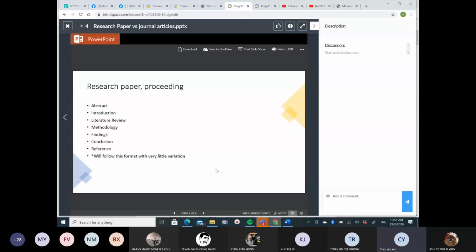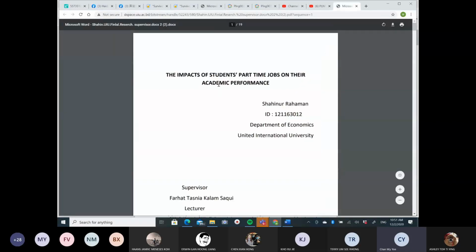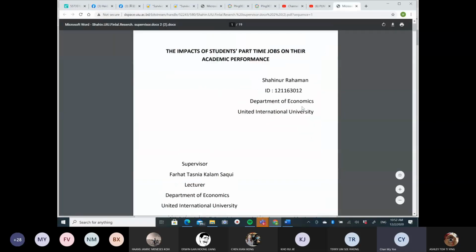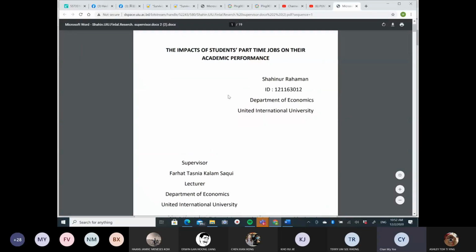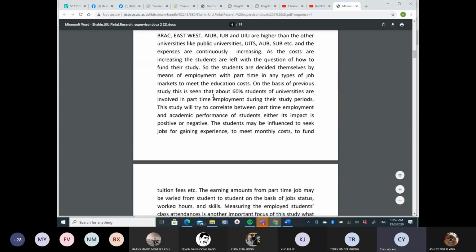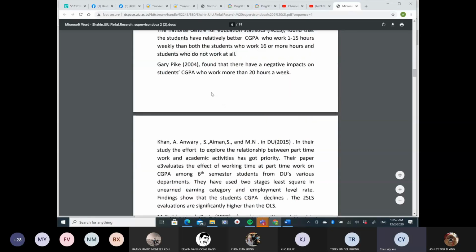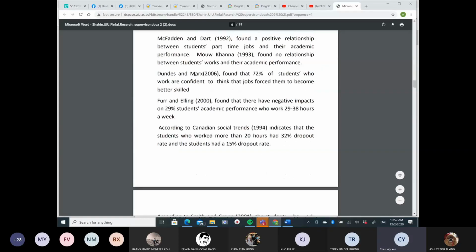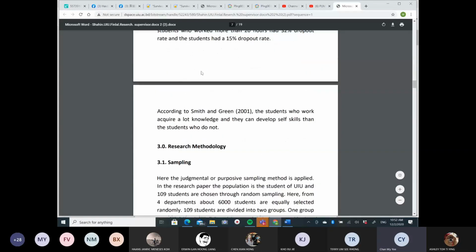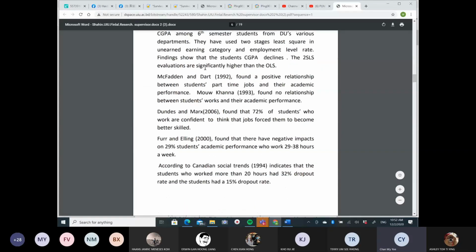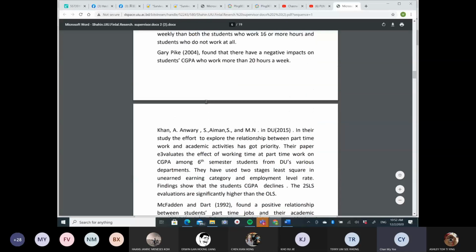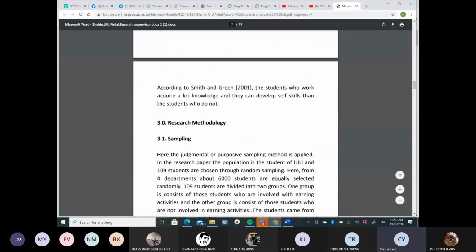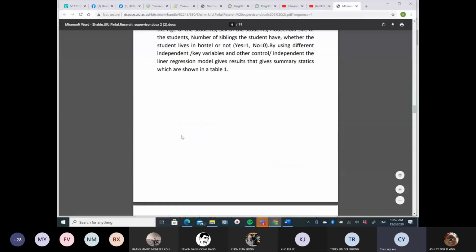If you go and look for research paper or proceeding, then you will see. Okay, I will show you one. This is a research paper. Can you see, it's the impacts of students' part-time work on academic performance. Abstract, introduction, then review of literatures. See, very little variation. It's called literature review, right? But this one calls it review of literature. Then research methodology.